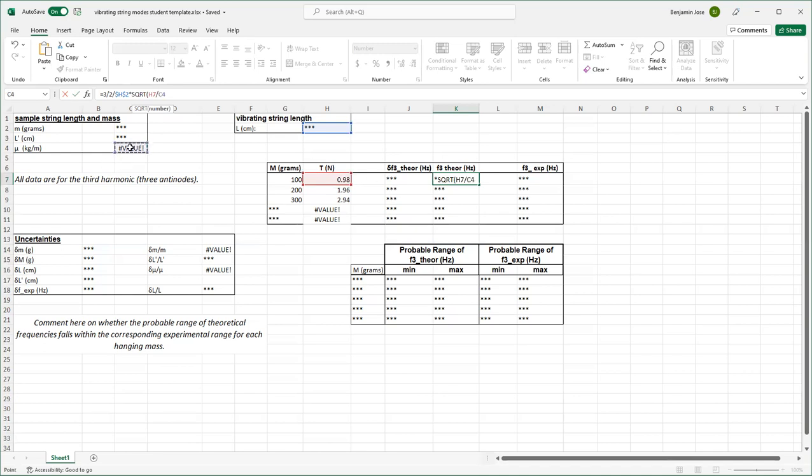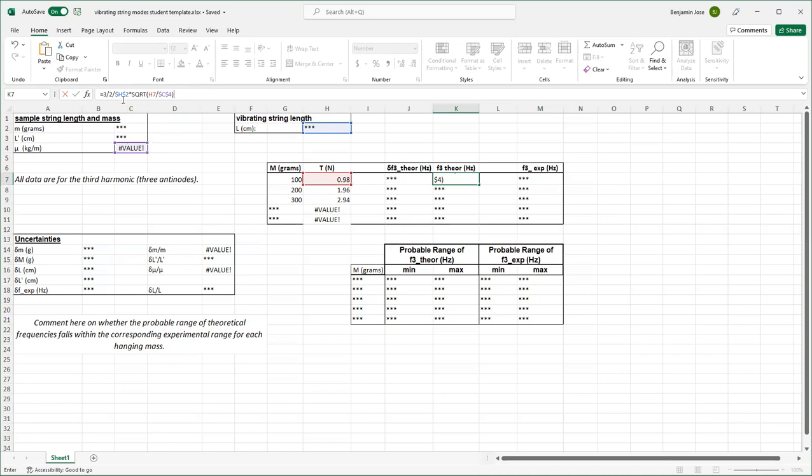So I would click over here, hopefully recognizing that this is another instance where I need an absolute cell reference. So I hit F4 again, close the parentheses. Let's check. I've made 3 cell references here. 2 out of the 3 are absolute cell references because we always have the same mass density. It's the same string for each trial.